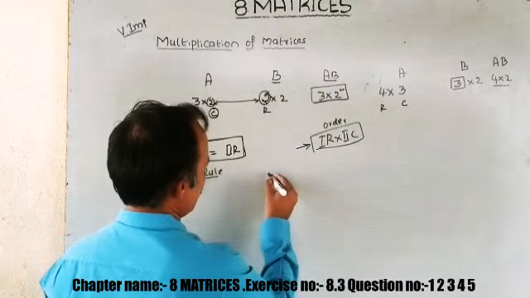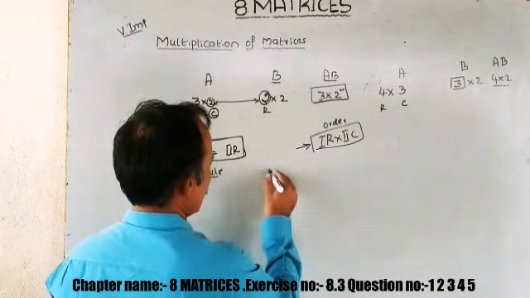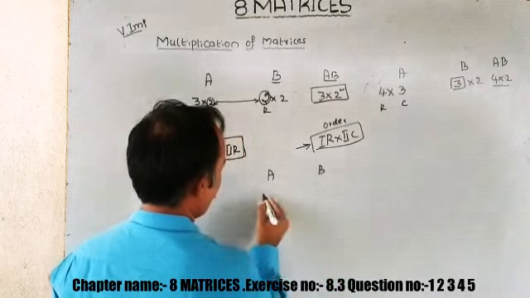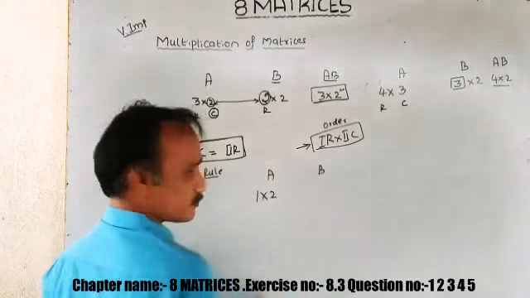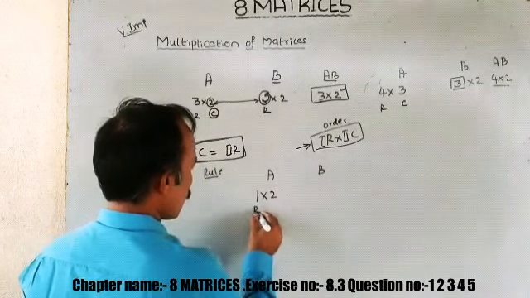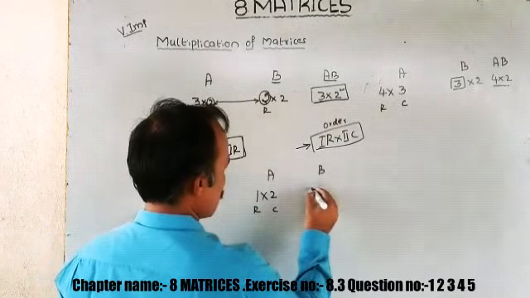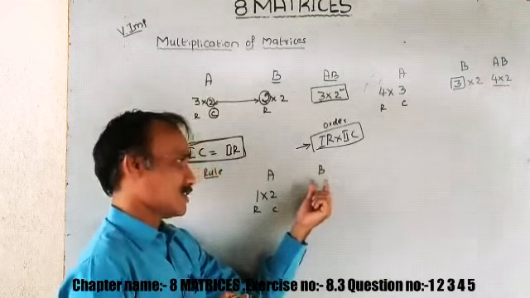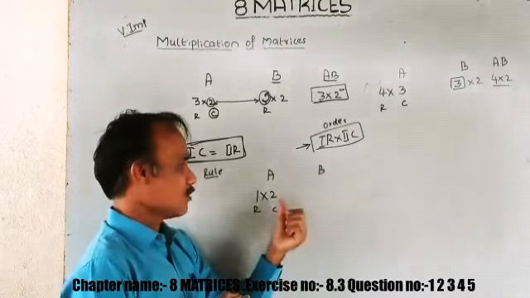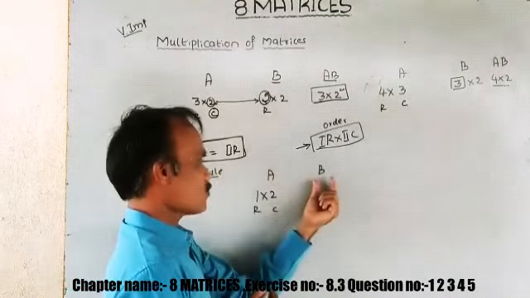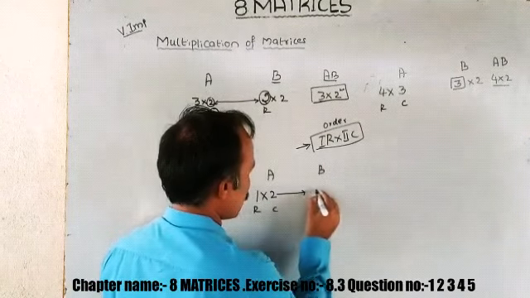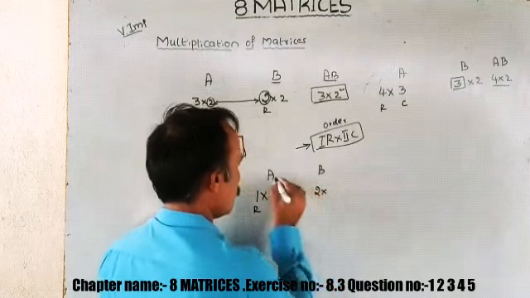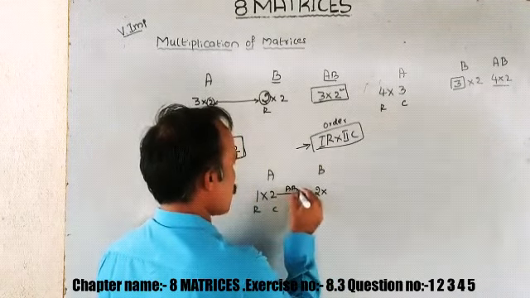Next, if you want, you can take an example here. So A, B. Its order is, for example, 1 cross 2: 1 row, 2 columns. Next, what is this one? The number of columns here is 3. So how many rows does it have? That is very important. Compulsorily it is also 2. Then only AB is possible.